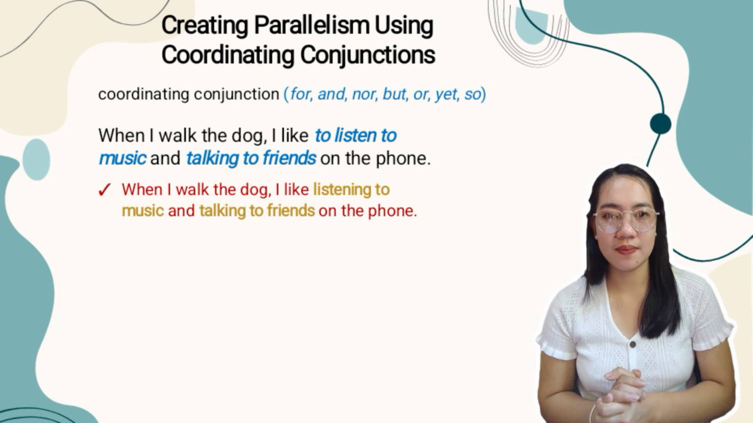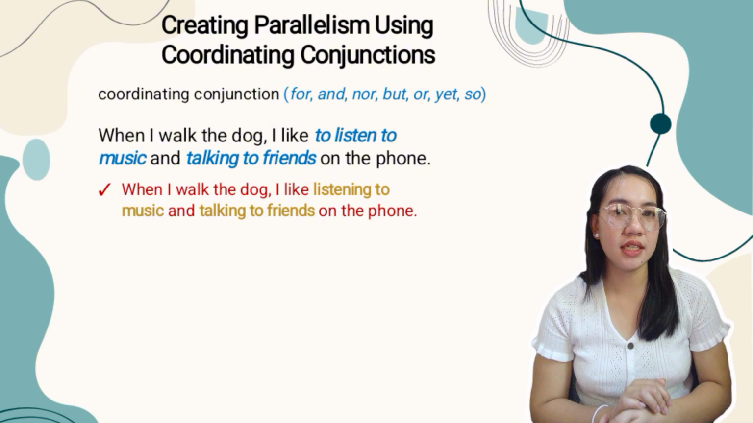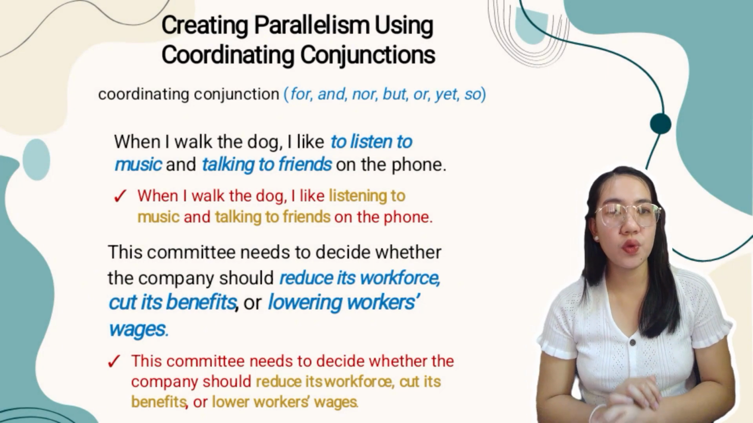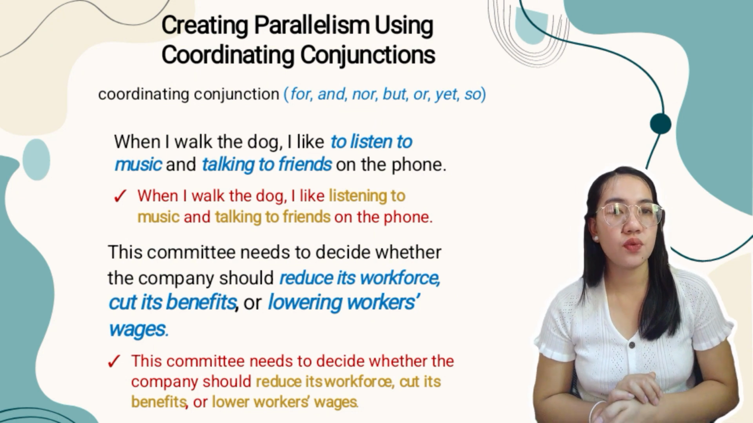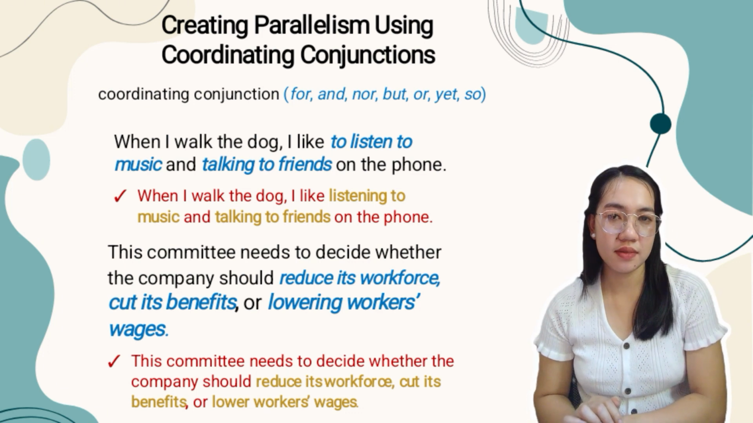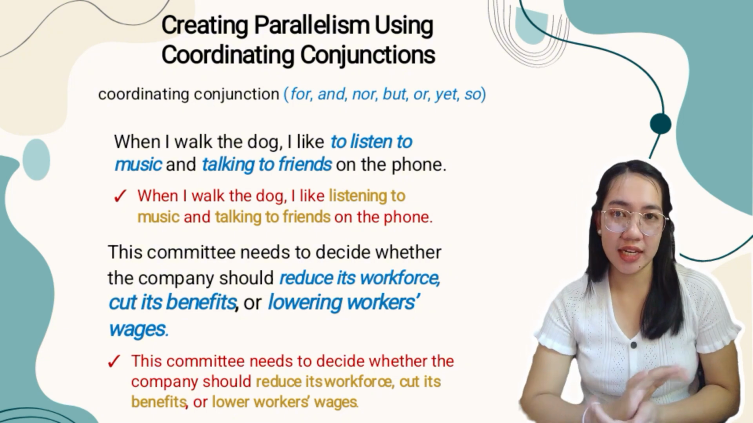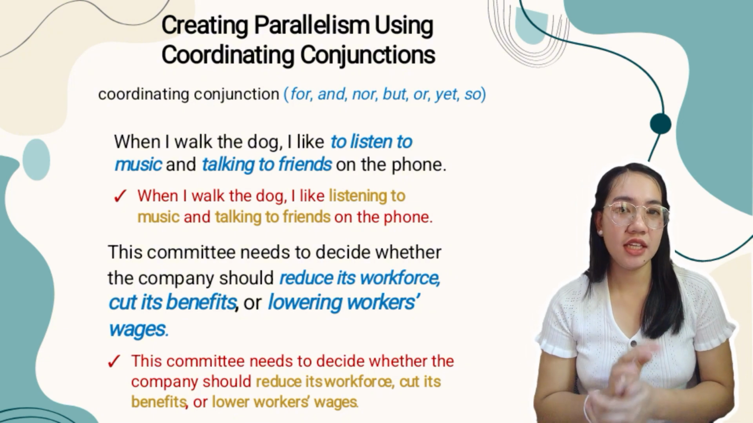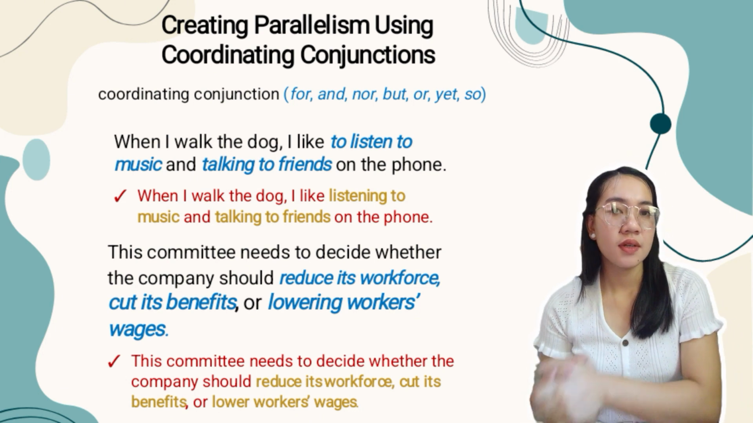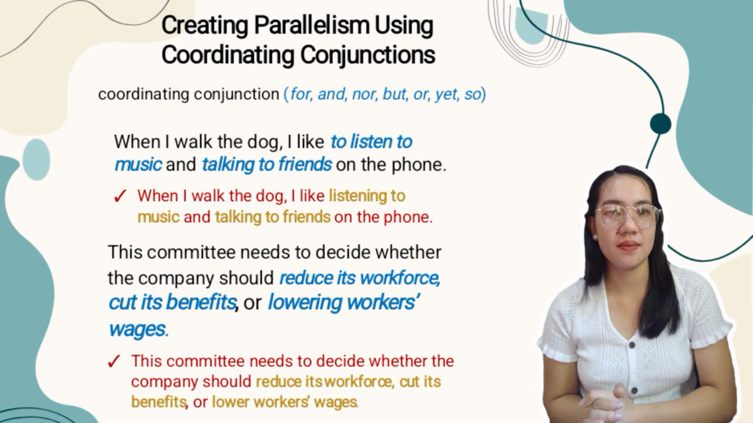parallel sentence. The same technique should be used for joining items or lists in a series. This committee needs to decide whether the company should reduce its workforce, cut its benefits, or lowering workers' wages. This is how to write it. This committee needs to decide whether the company should reduce its workforce, cut its benefits, or lower workers' wages.